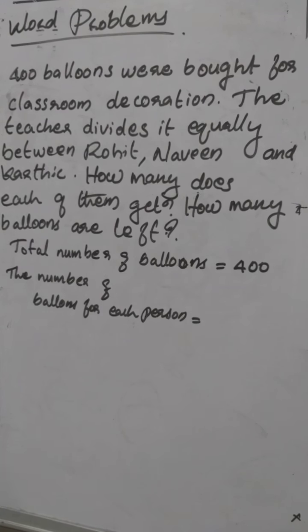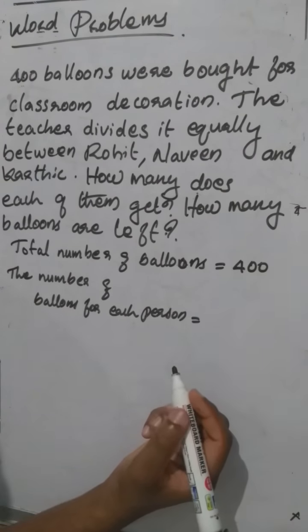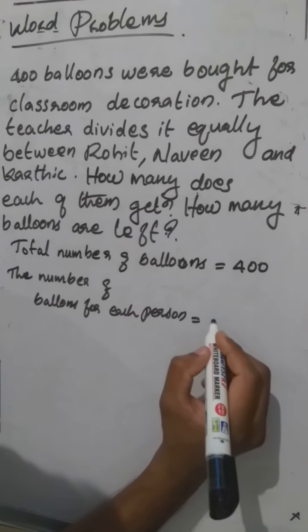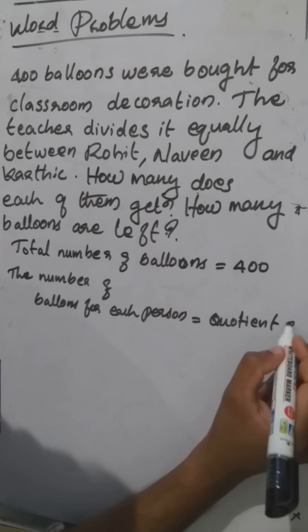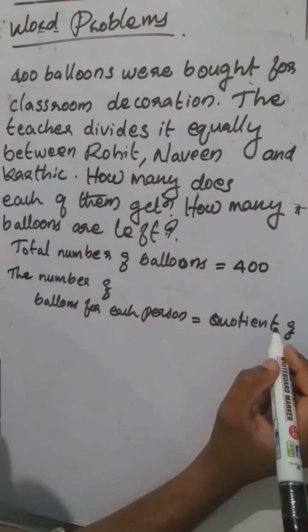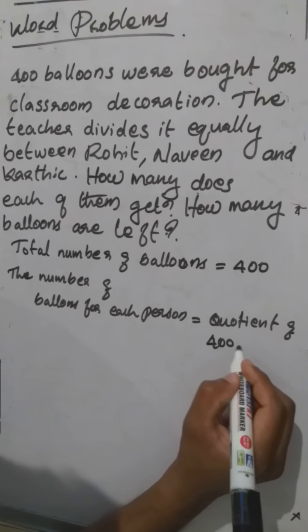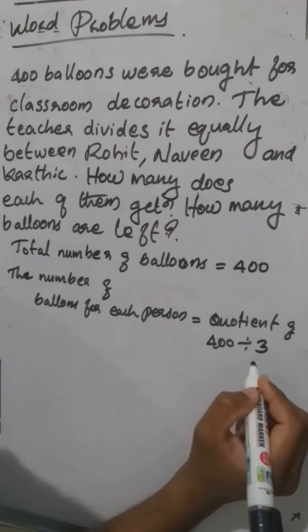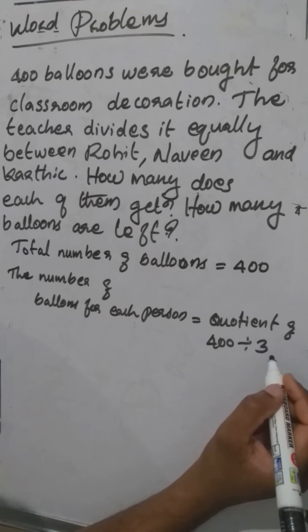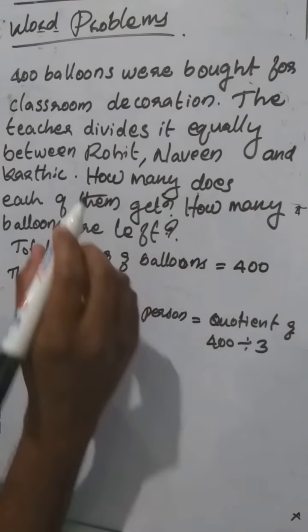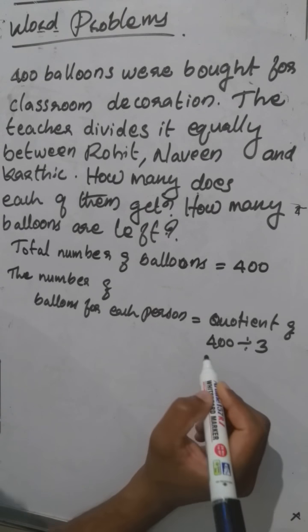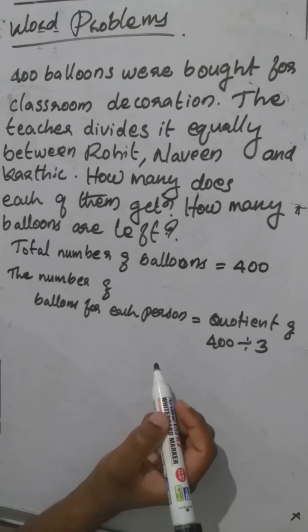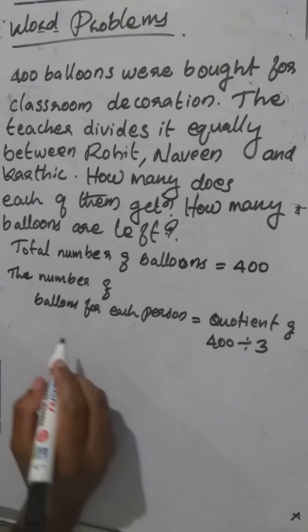So the number of balloons for each person is equal to the quotient of 400 divided by 3. Why are we dividing by 3? Because there are 3 people, Rohit, Naveen and Karthik. So there are 3 people, that is why we divide the total balloons into 3 equal parts. Now let's do our division process.